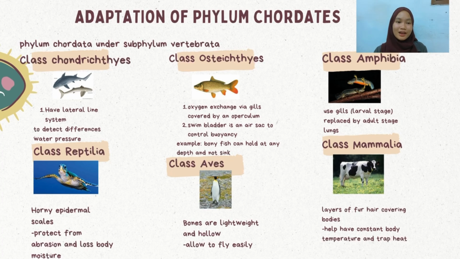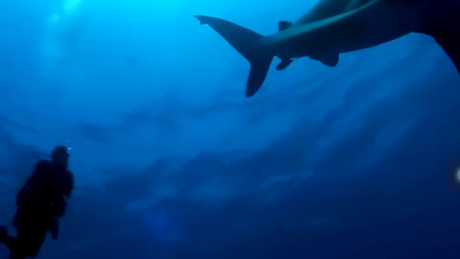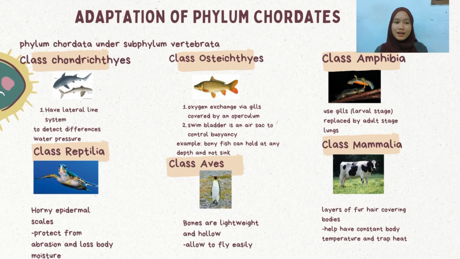Most of the Phylum Chordata have their own characteristics that make them adept in their environment. We have 6 classes. The first class is class Chondrichthyes, which has a lateral line system to detect different water pressure. The second class, Osteichthyes, has oxygen exchange via gills that are covered by an upper canal. The swim bladder is an air sac to control buoyancy. For example, bony fish can hold at any depth and not sink by using the swim bladder.